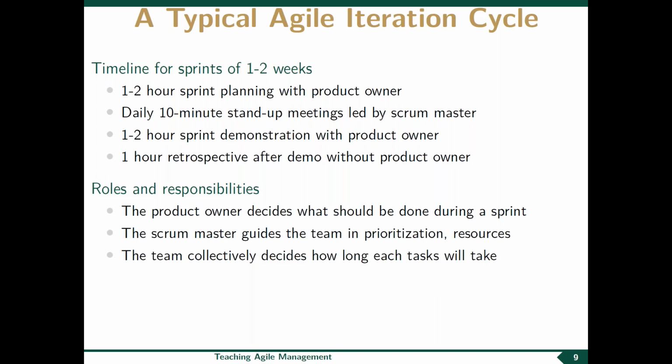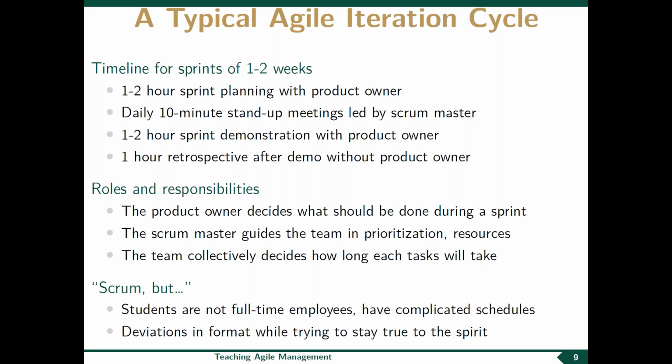The product owner, as I mentioned, since they're ultimately who pays for this, they're the ones who decide what should be done in a sprint. The Scrum Master just guides the team in prioritization, finds the resources if necessary, finds the constraints that are happening, and tries to avoid any kind of roadblocks. And ultimately, an important aspect of Agile management is that the team itself decides how long each task will take to complete, and passes that information to the product owner, because ultimately the team members are the ones who do the work, who are most familiar with how long the work will take to complete.